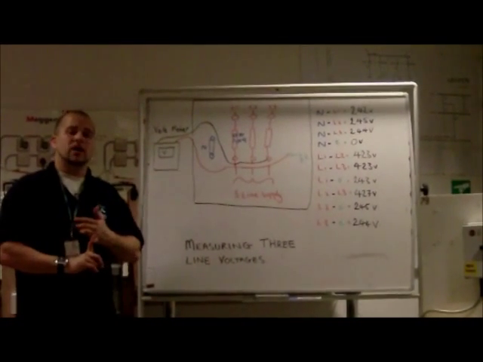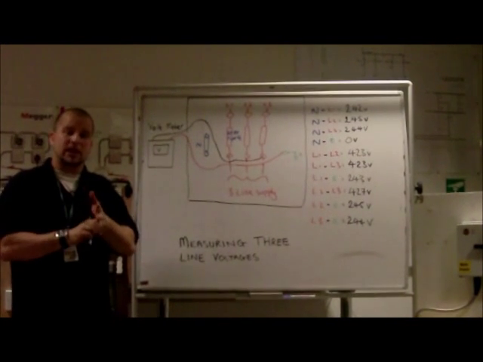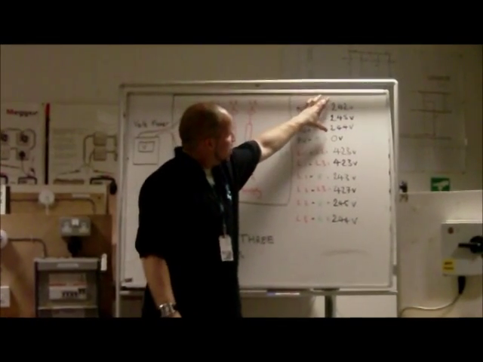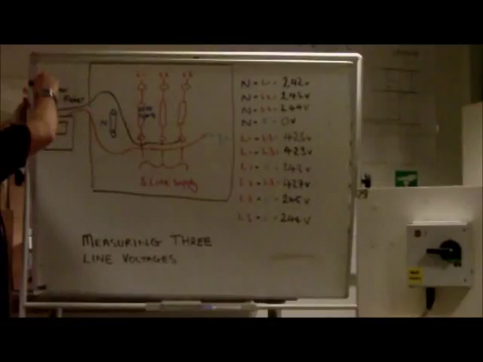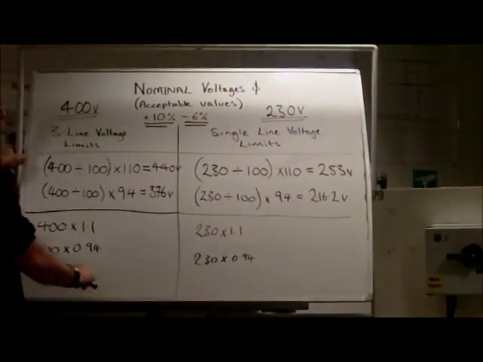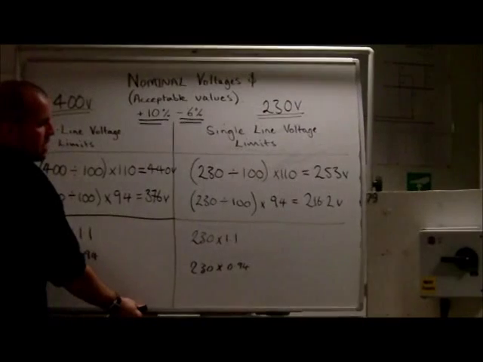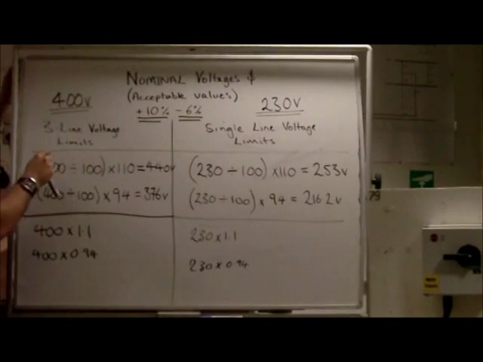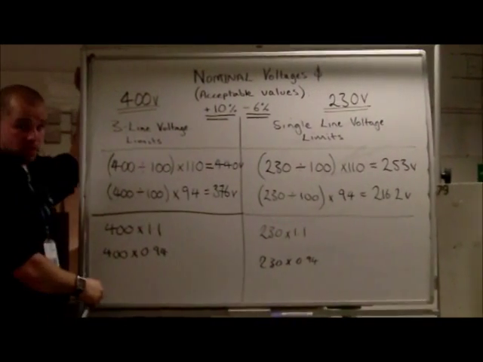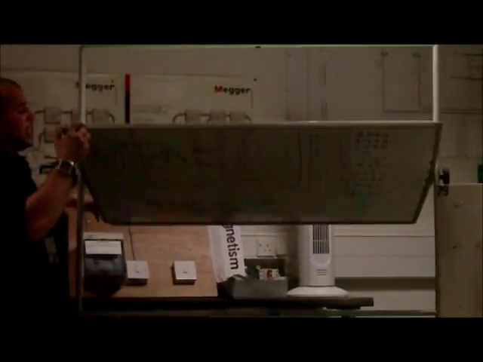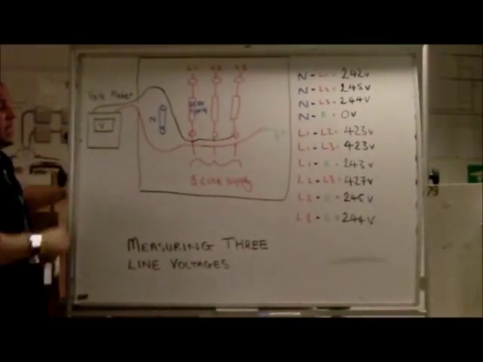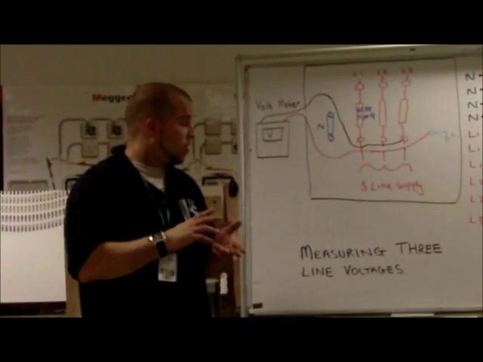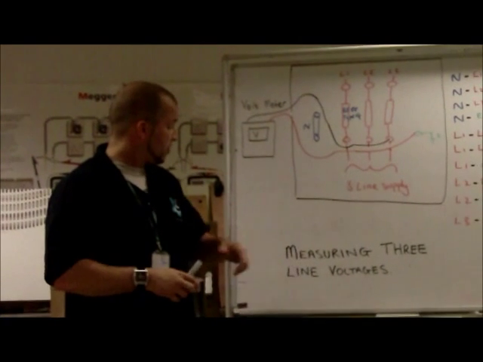So looking at it now, what we've done is we've measured the voltages successfully. We've done it in a safe manner. We've checked the equipment over prior to use. From the values that we've obtained, we can see we've not exceeded or gone below on the single line voltages. We've not gone over 253, and we've not gone below 216. We're also on the three line system not gone over 440 volts, and we've not gone below 376. So the voltages that we've measured were carried out in a safe manner, and they are acceptable. And that's how you measure three line voltages.